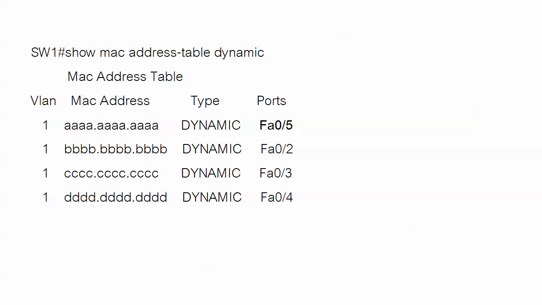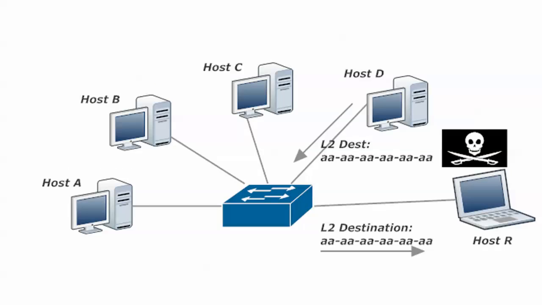So this is the table we end up with now. The MAC address of all A's, host A's MAC address, is now found off port 0/5 according to our MAC address table because of the MAC spoofing attack. And now any frames that are destined for what was host A's entry are now going to be sent to the pirate.